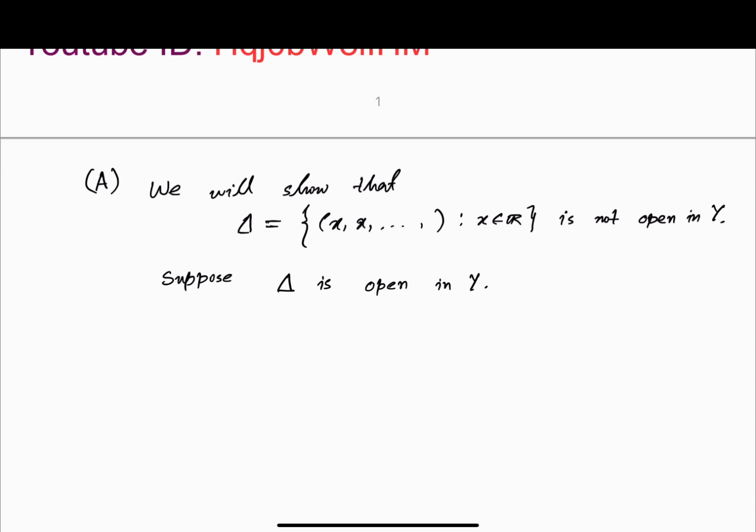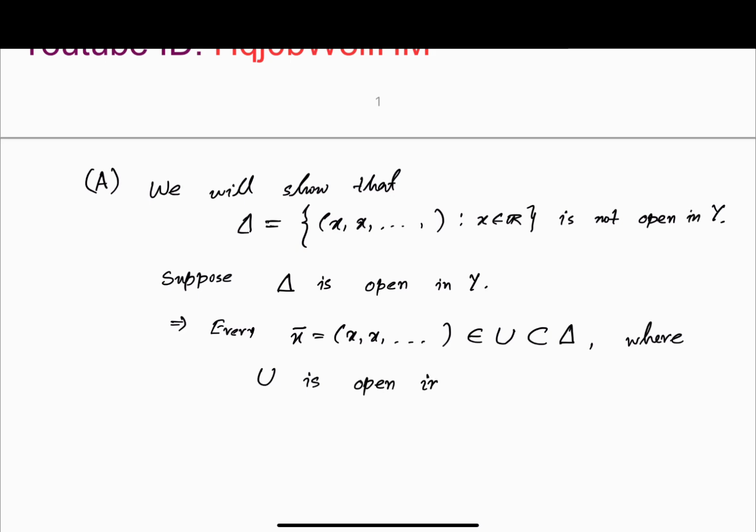Then what will happen? If the set is open, then every point is an interior point, meaning each point has an open neighborhood which is entirely contained in the set. So every point, let's denote it by x bar, which is (x, x, ...), belongs to some open set U which is entirely contained in Delta, where U is open in Y.